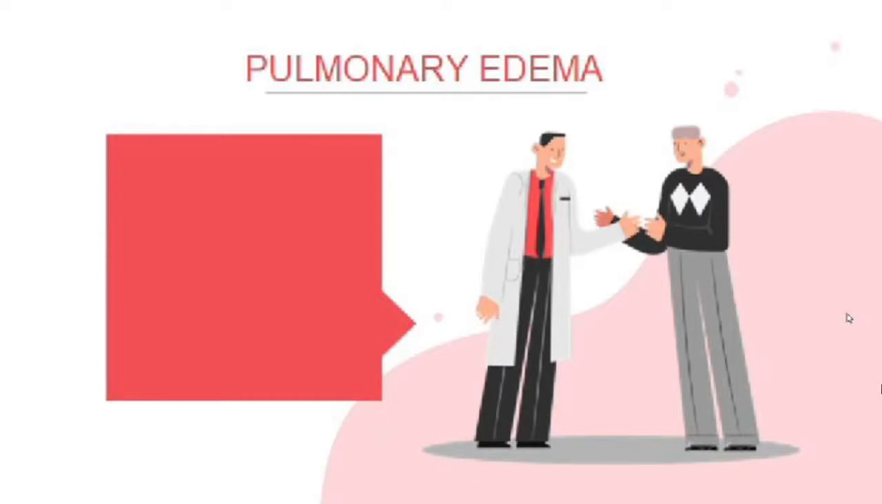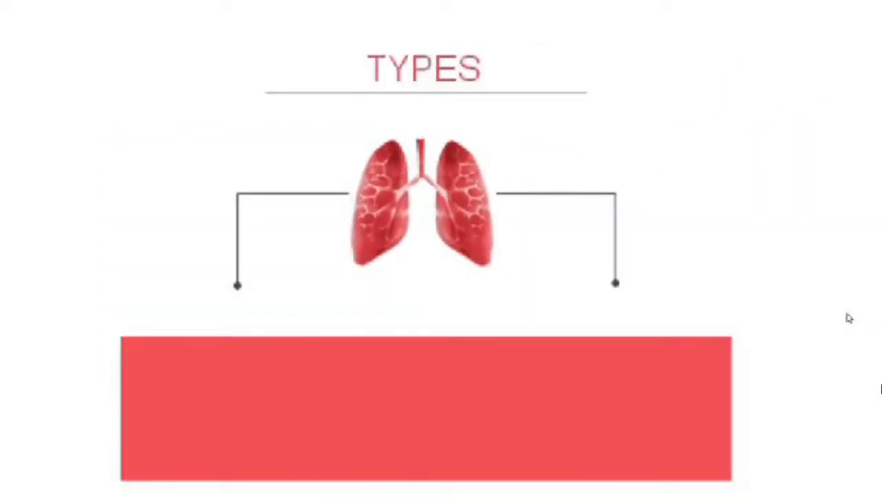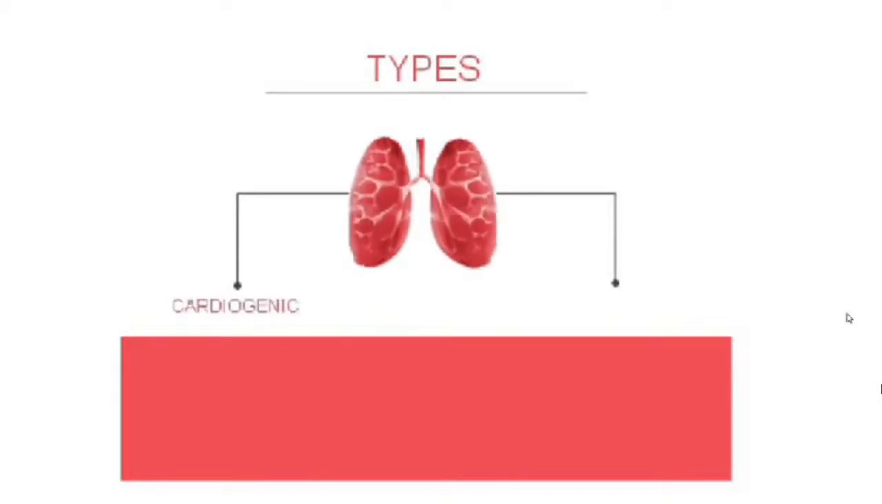By definition, pulmonary edema is defined as an abnormal accumulation of fluid in the lung tissue, the alveolar space, or it can be both. It is simply defined as fluid in your lungs. This can be a severe or life-threatening condition if it is not treated immediately. Pulmonary edema is classified into two types. The first is the cardiogenic pulmonary edema.